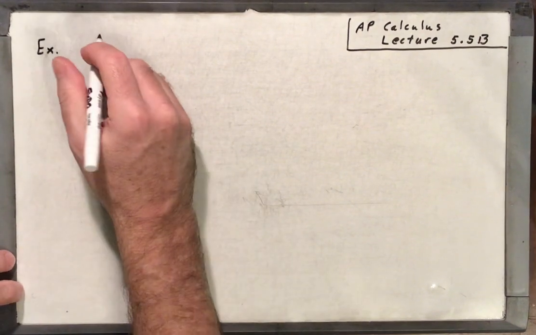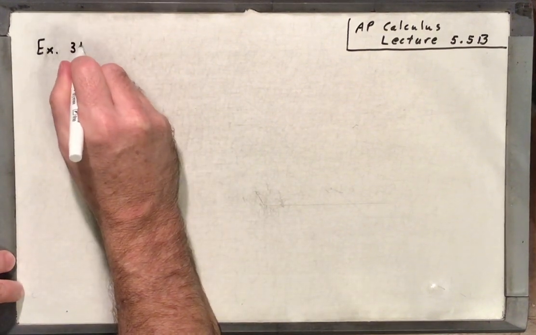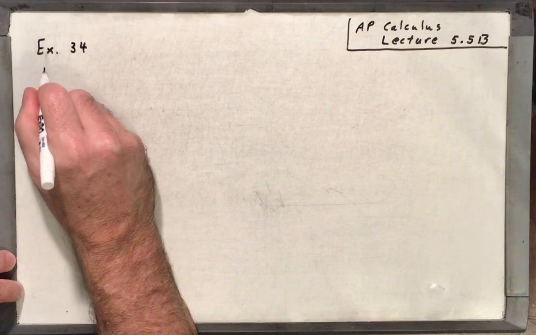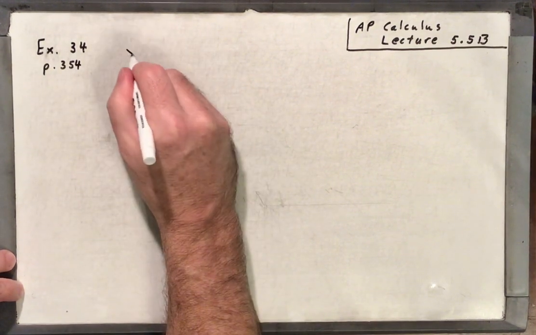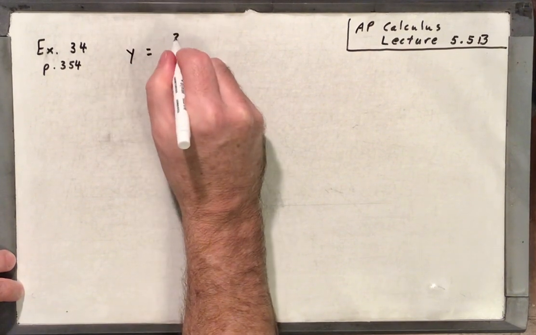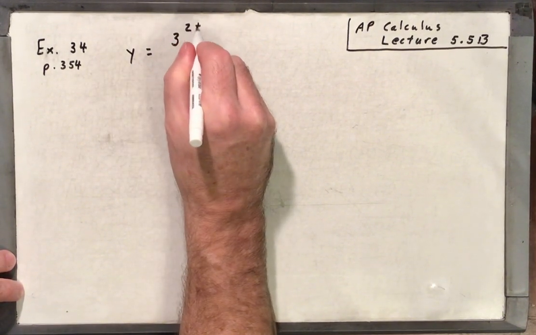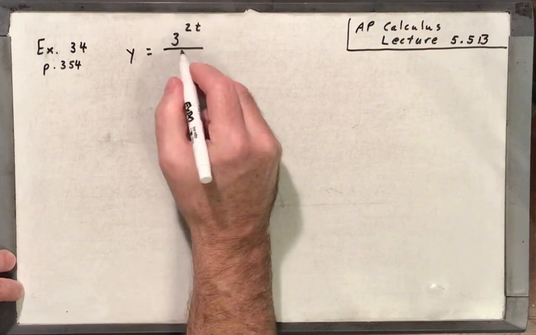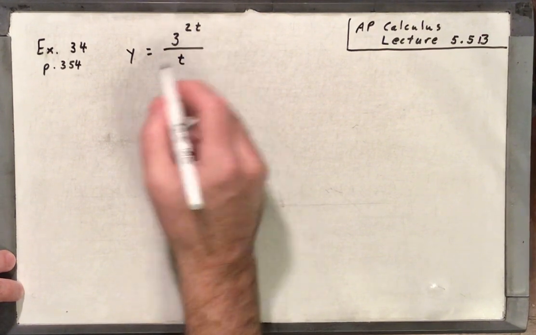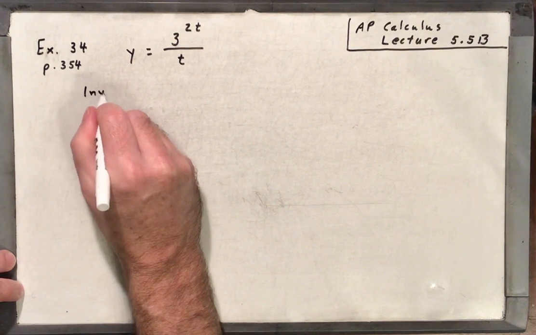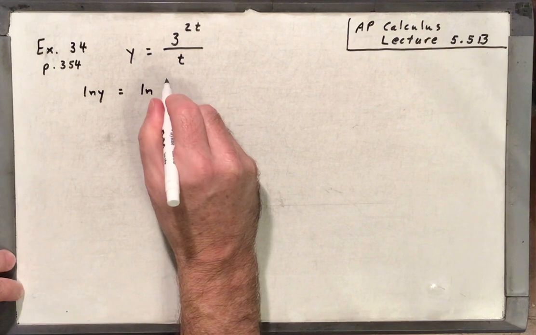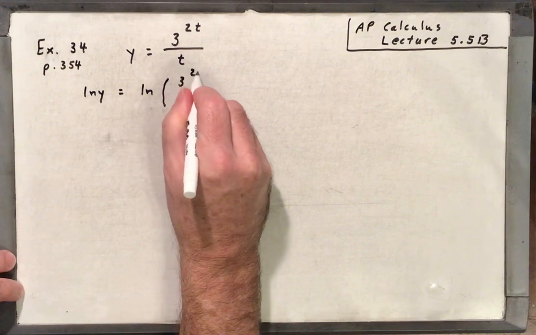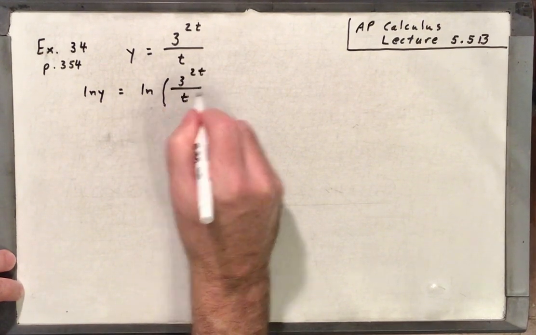Got two more examples for you. Our next one is from the book. It's number 34 on page 354. We have y is equal to 3 to the 2t over t. So let's take the natural log of both sides. Natural log of y is equal to the natural log of this fraction, 3 to the 2t over t.